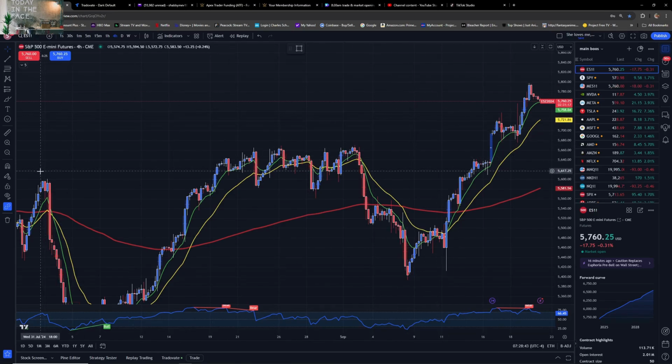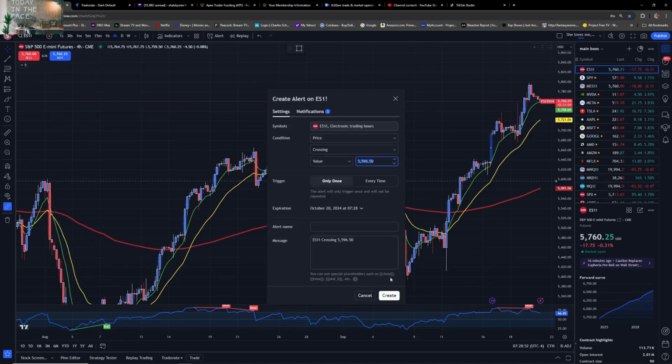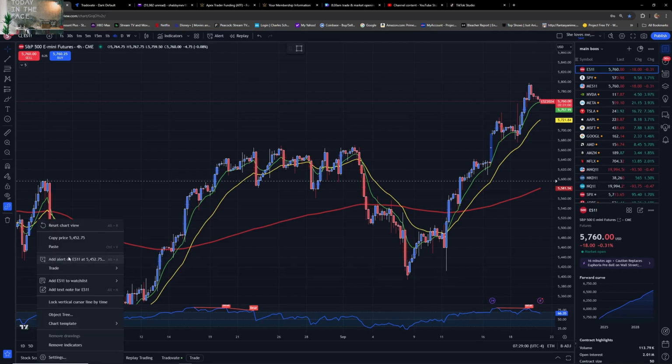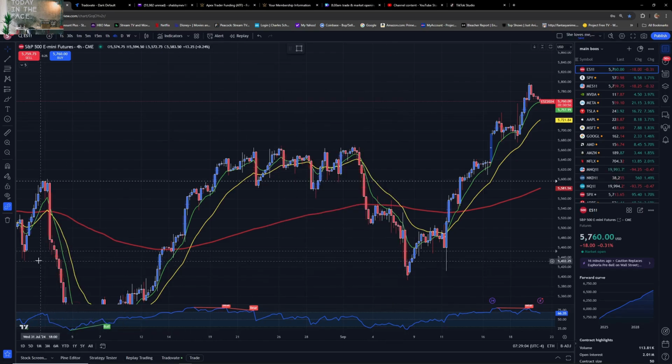So we're going to start off over here on the left hand side. First thing we're going to do is put the alert line right over this area right here. A strong area of resistance. Create an alert. Create an alert line at the body of the candle right here. Strong area of resistance and support. Create an alert.